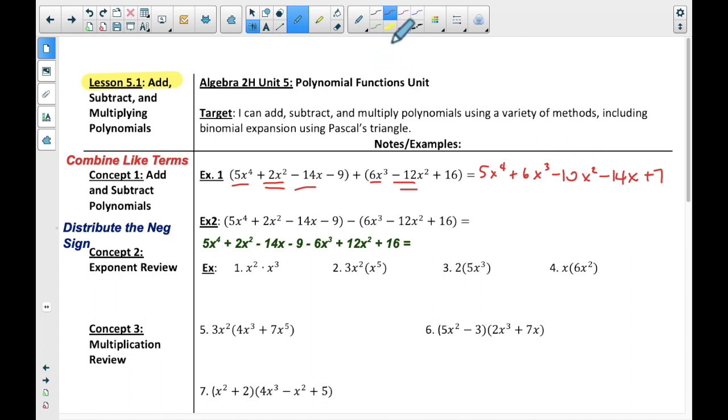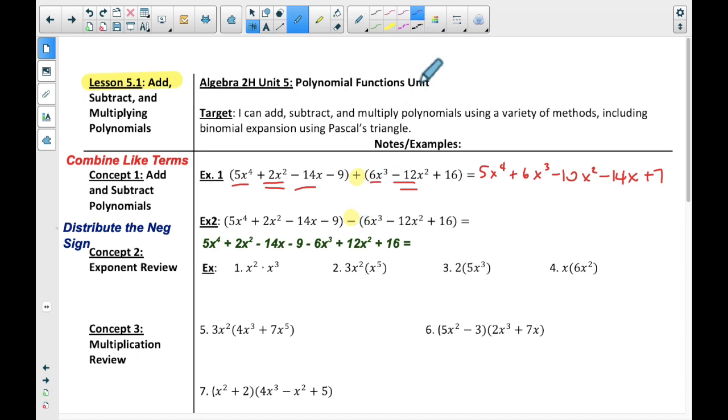On the second example, the new part is that on this first one we had a plus, on the second one we have a minus. And when you have a minus sign, we have to do what we call distributing the negative sign. And so you can just kind of do that in your head if you want, and I'll explain that in a minute, or you can actually distribute it.